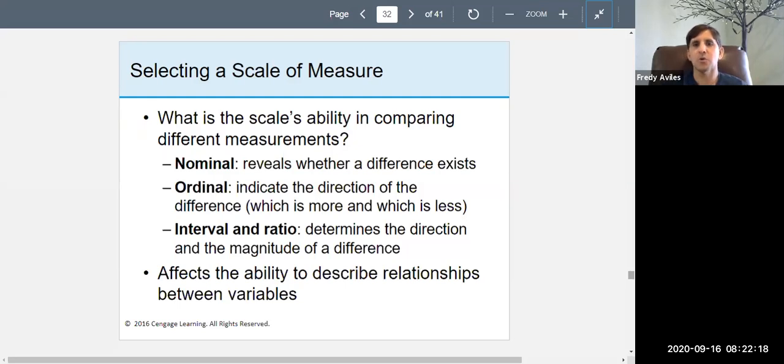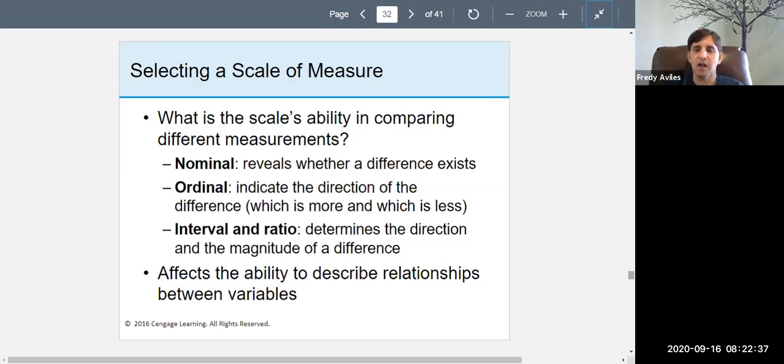Ordinal, things are in a certain order. So you know that things are different and you know that one is bigger than the other. It's like first, second, small, medium, large, upper class, middle class. So you know there's a difference and you know which one is more, which one is less. That's what you can do with ordinal, but you can't do any math with ordinal or nominal.